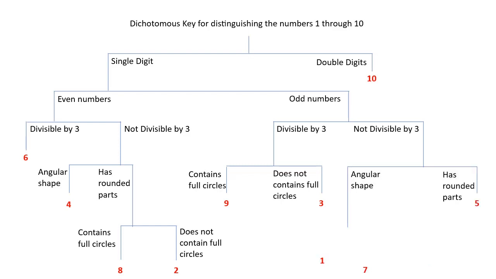Separating out the shapes, the angular shape versus the number containing a rounded part, separates out the 5, and that leaves me with just needing to find a way to distinguish the 1 from the 7. That's a little bit problematic because they're both angular. They're both prime numbers, but there's got to be a way to distinguish those two, right?